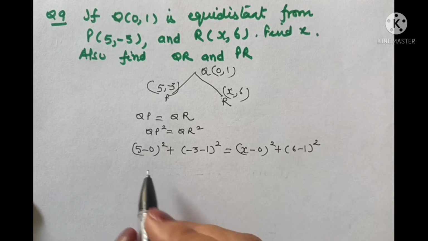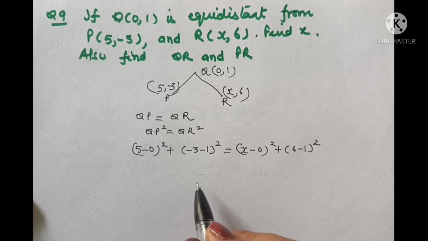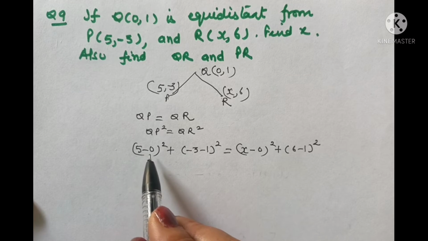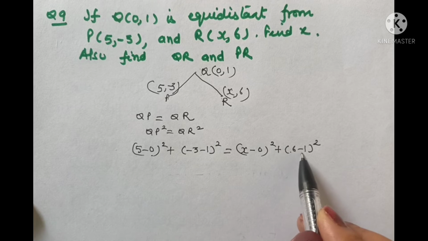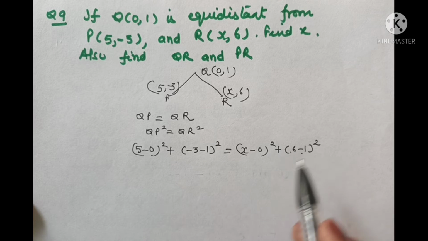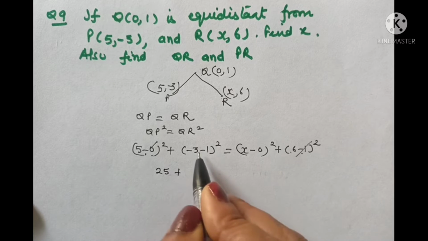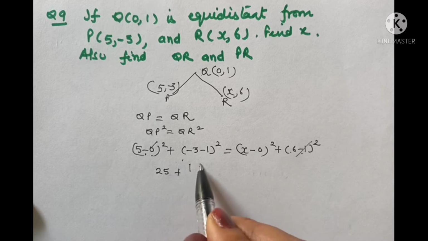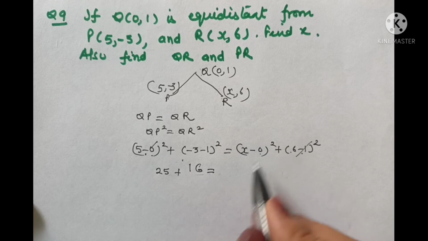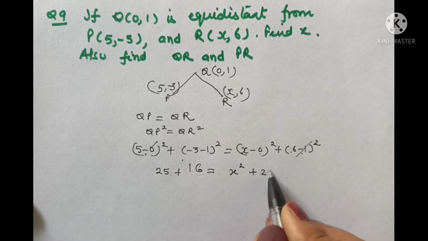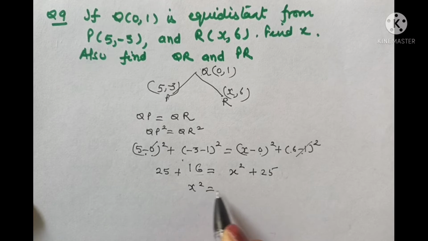So you may solve it completely, or you also know that (5 minus 0) square is 25, and (6 minus 1) square, 5 square, is again 25. So you may cancel out these factors also. Minus 3 minus 1 is minus 4, square is 16. This is (x minus 0), that is x square, plus again 25. So I get x square is equal to 16 and the value of x is plus minus 4.